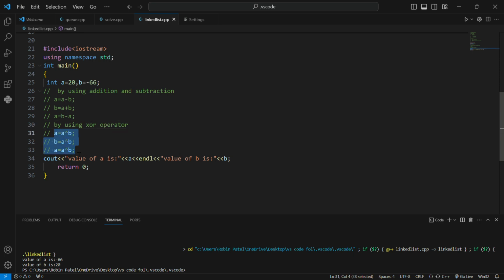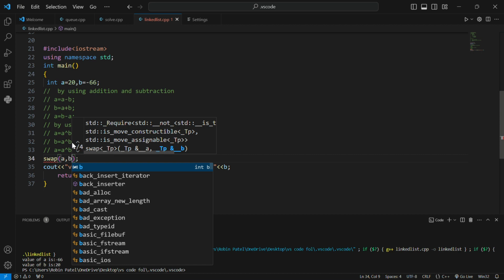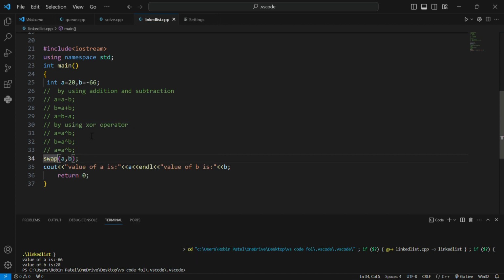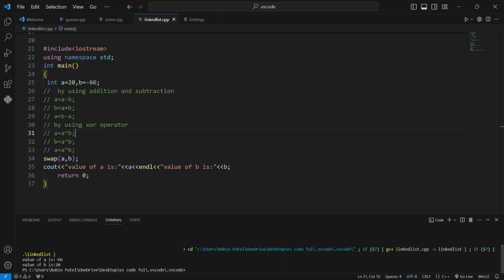And the last is by using the built-in function. It is very easy. There is a swap keyword, swap a comma b. It will swap the value stored in a and b. See, the value of a is minus 66 and value of b is 20.